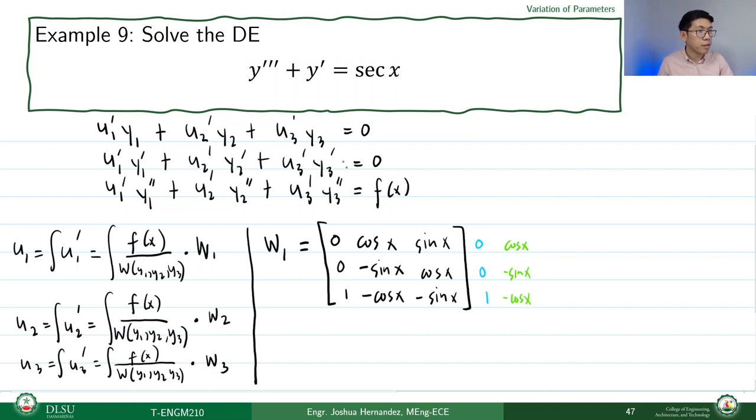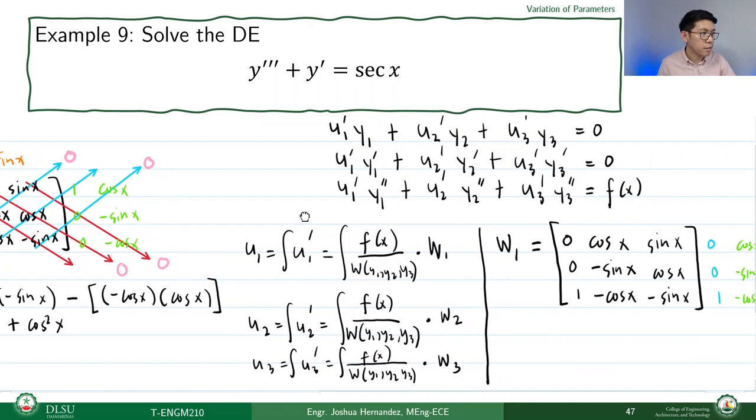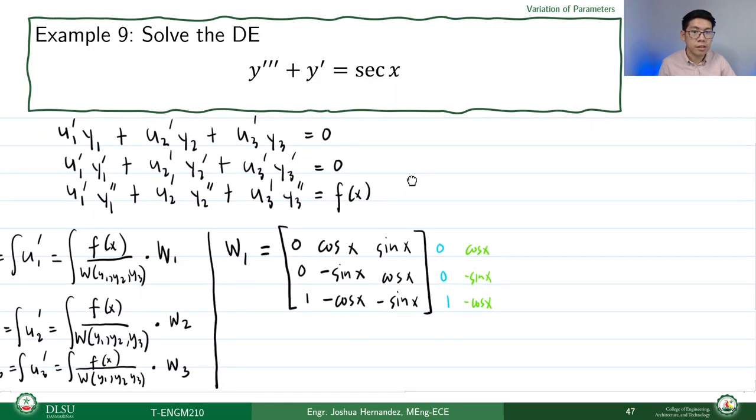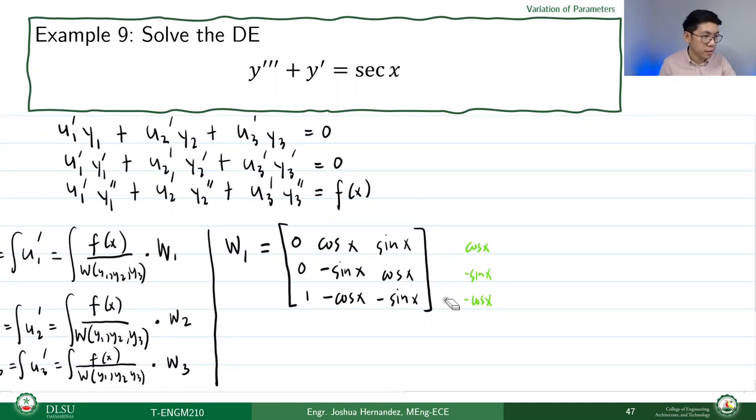Then again, by basket method, we take all the downward diagonals, then we take all the upward diagonals. Let me change this to be consistent: 0, 0, 1. Okay. Now, all by basket method, in diagonals, this one, and then this is next, and then this is the next. Alright. And then for the upward ones, this is it, and then this is it.